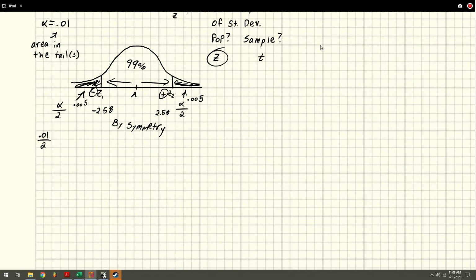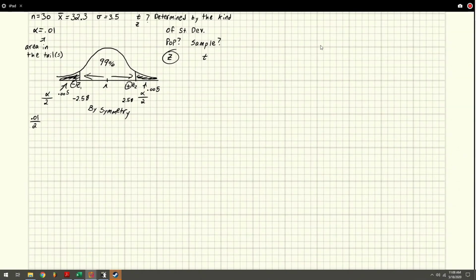And now we've got our two z-scores. Now what we need to do is compute a test statistic. So this is looking a bit messy. Let's go ahead and clean this up and write it all like this. We'll move these up here and these up here. And we know that this is 0.005 and this is 0.005. And we know that it's by symmetry for the z-score.